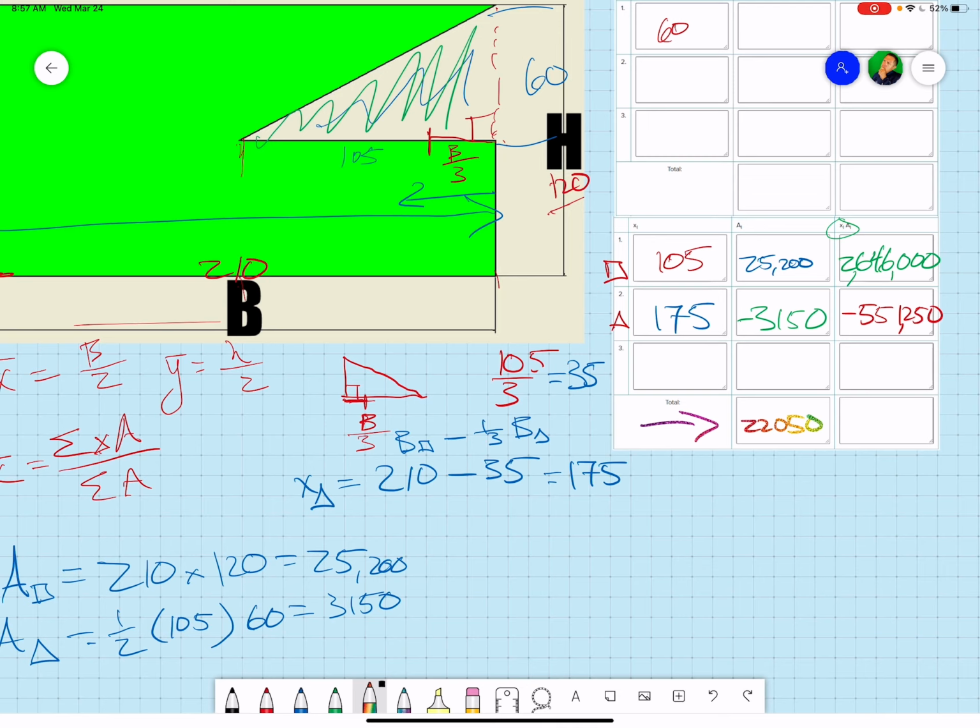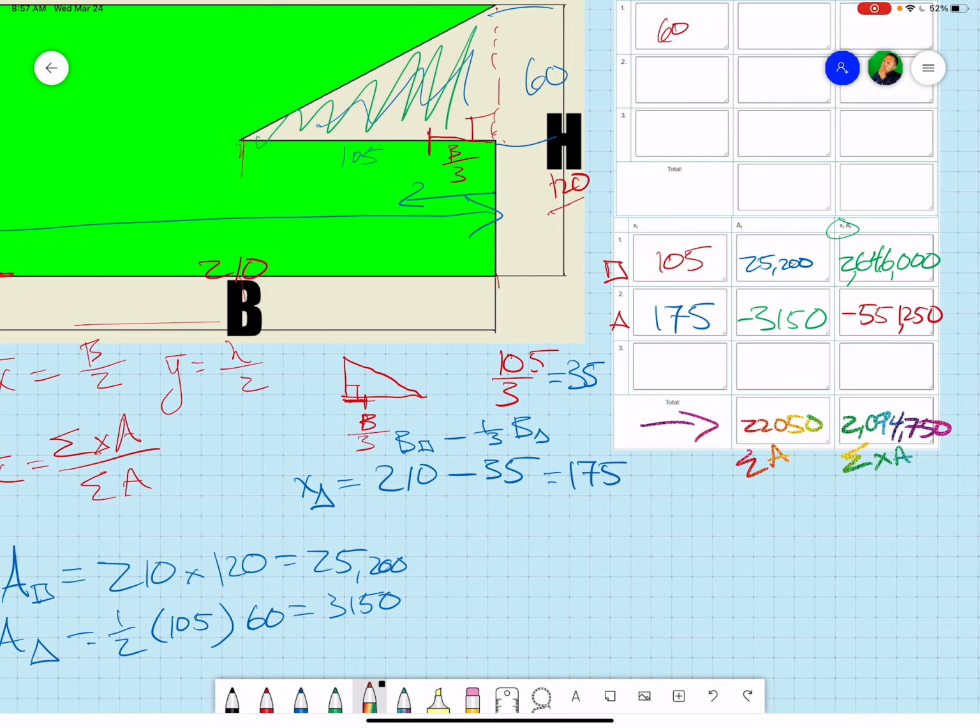So 2,646,000 minus 551,250, and I get 2,094,750. Okay. So far we have the sums of the area and the sums of the x times the area.